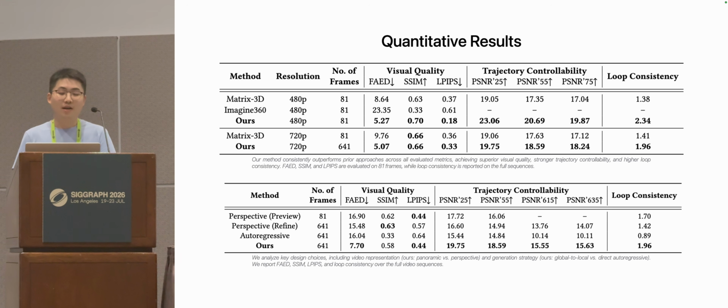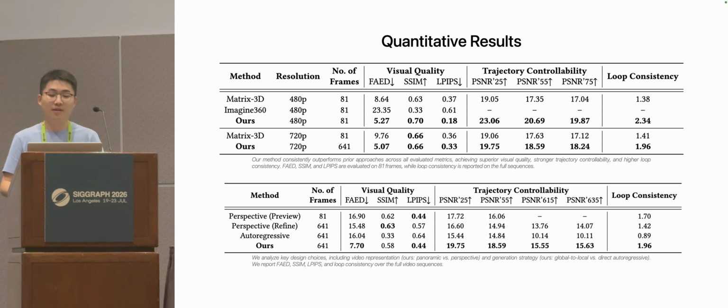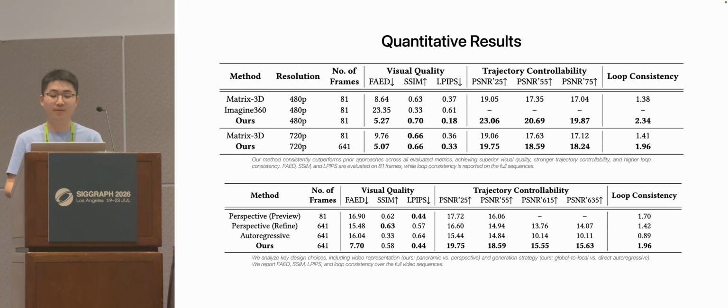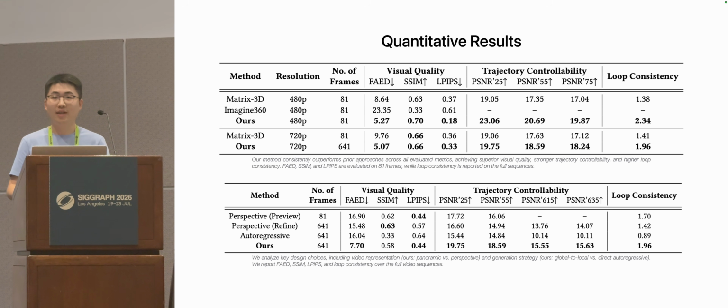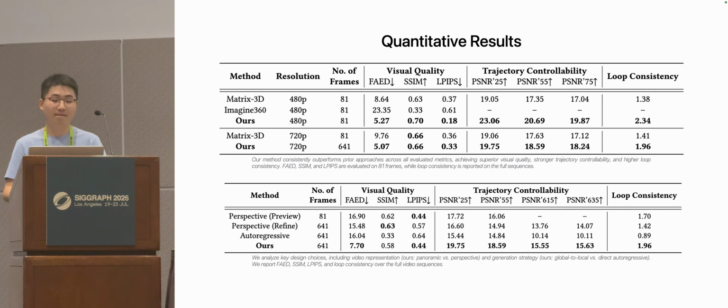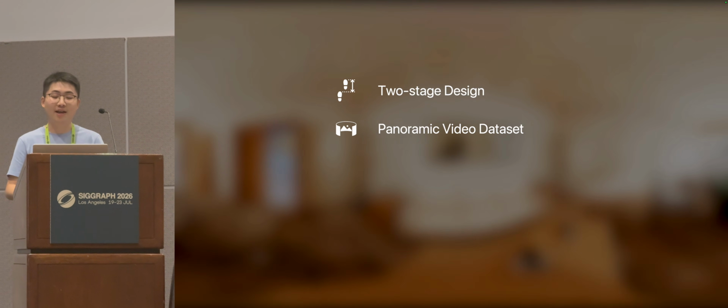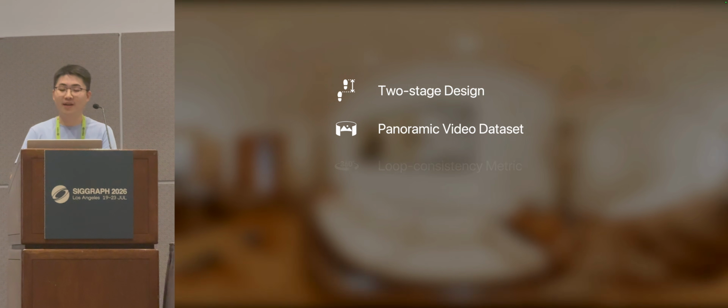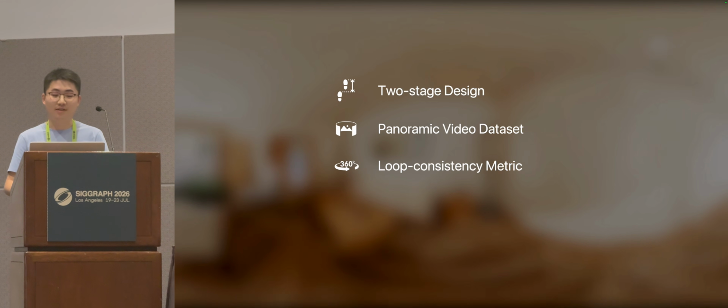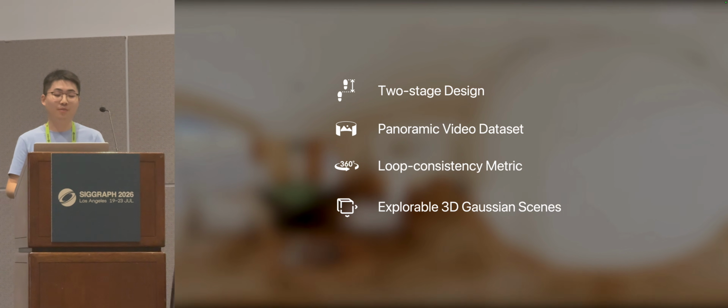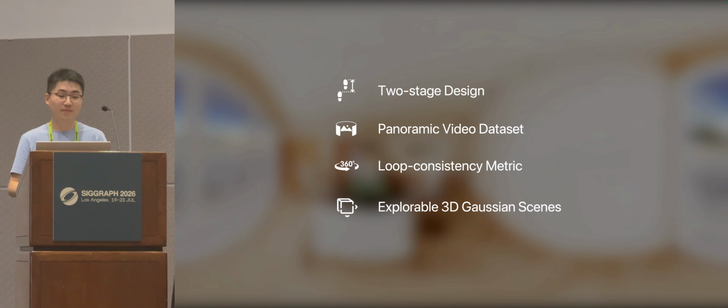On the numbers, our method outperforms prior work across visual quality, trajectory accuracy, and loop consistency at both resolutions. To wrap up, OmniRoam is a global to local, preview and refine framework for long horizon panoramic wandering. Our contributions are the two-stage design, a large panoramic video dataset with accurate trajectories, and the loop consistency metric. Together, they enable coherent, controllable exploration of large scenes.